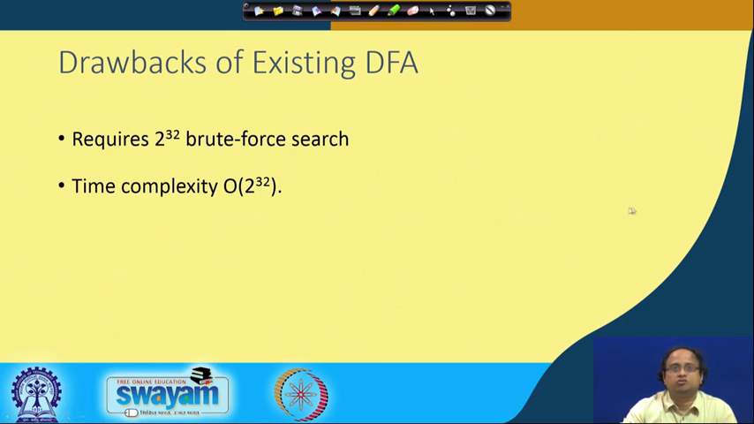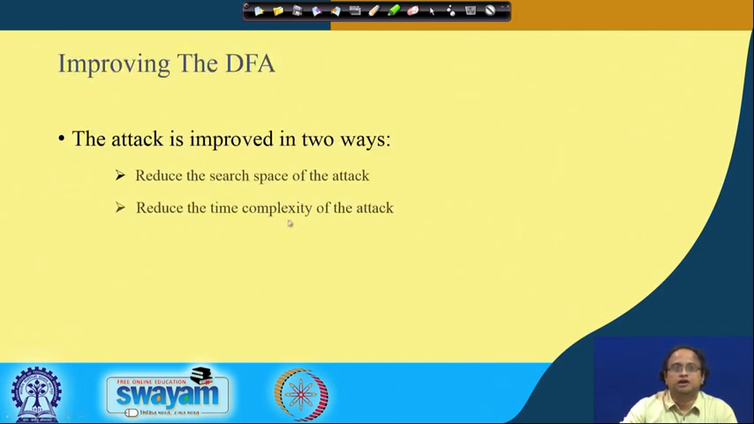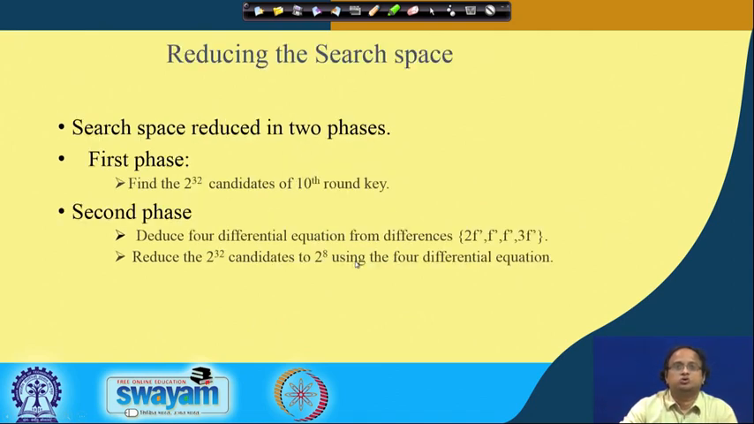So, what are the drawbacks of the existing DFA? Basically it requires a brute force search of 2 power of 32 values, and it has a time complexity of 2 power of 32. So, we would like to reduce this space complexity, and we would also try to reduce the time complexity further. Therefore, we will try to improve both on the search complexity as well as the time complexity of the attack. So, how can we reduce the search space of the attack?